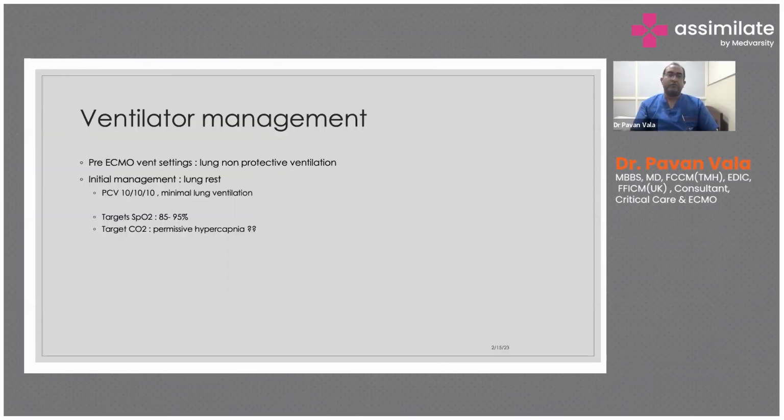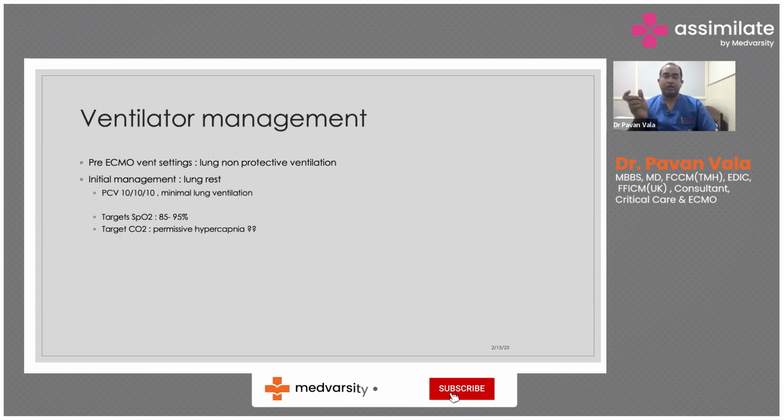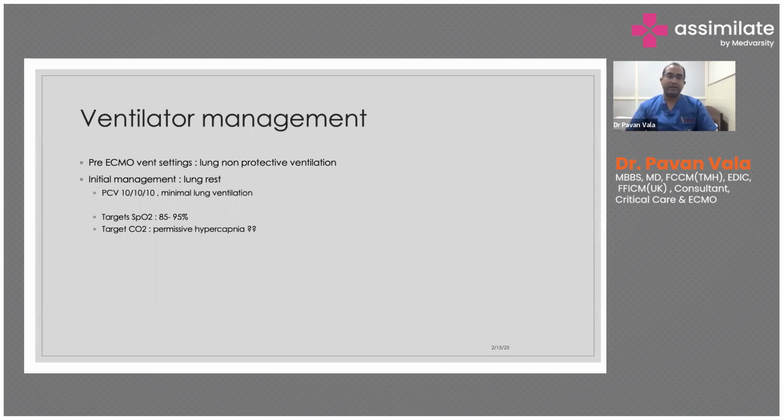Now, when it comes to ventilator management pre-ECMO, if you remember the settings that I had shown you, this guy had a peak pressure of 40, very high CO2 and a very low oxygen. So these patients, before going on ECMO, are on lung non-protective ventilation because essentially we're just trying to keep them alive till we get the ECMO cannulae in.